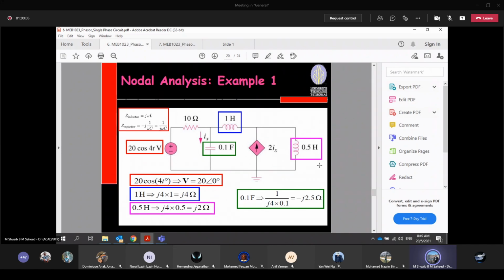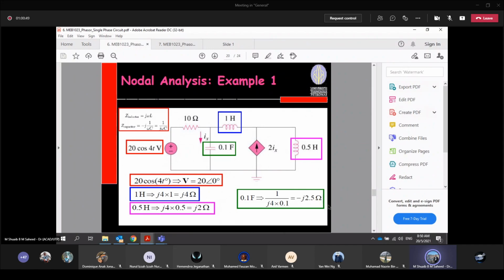Then do similar for your second inductor, j omega L as well. So j multiplied with omega, which is 4, multiplied with 0.5, you will get j2 ohm. And then you do it for your capacitors. What is the expression for capacitive reactance? Negative j over omega C. So you have 1 over 4, omega is still the same, multiplied with 0.1. So it will be negative j2.5 ohm.